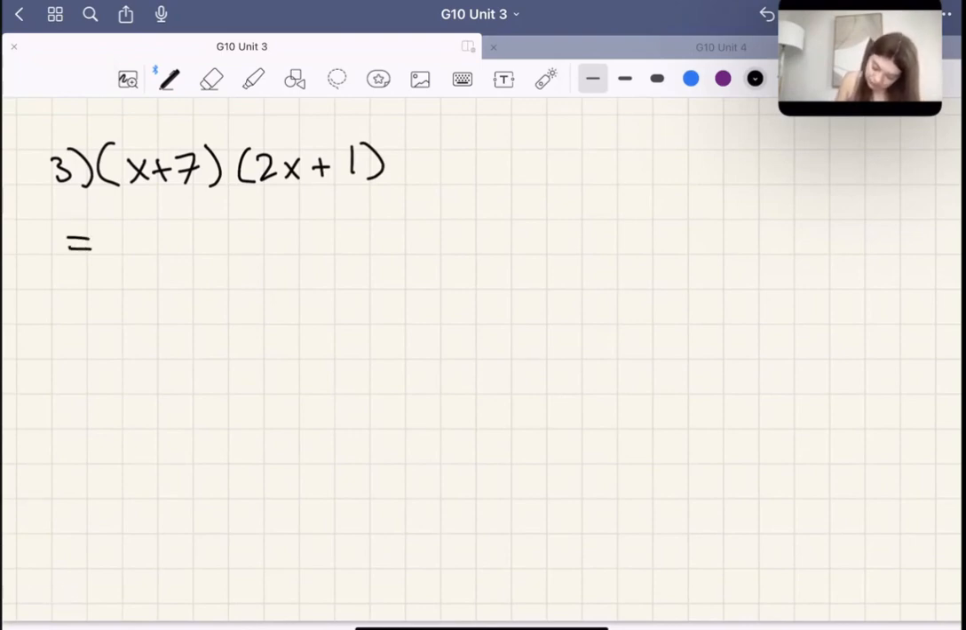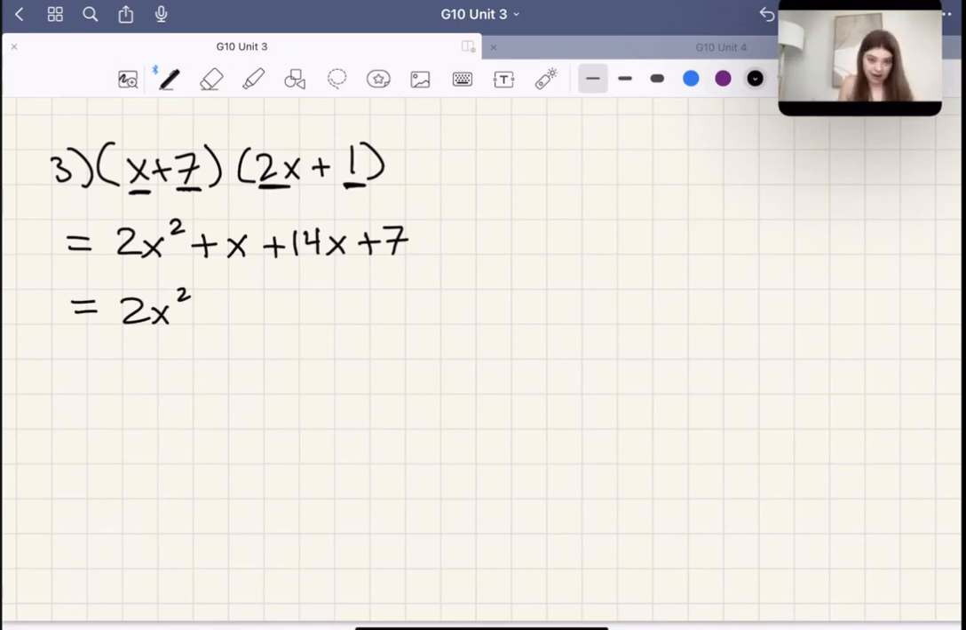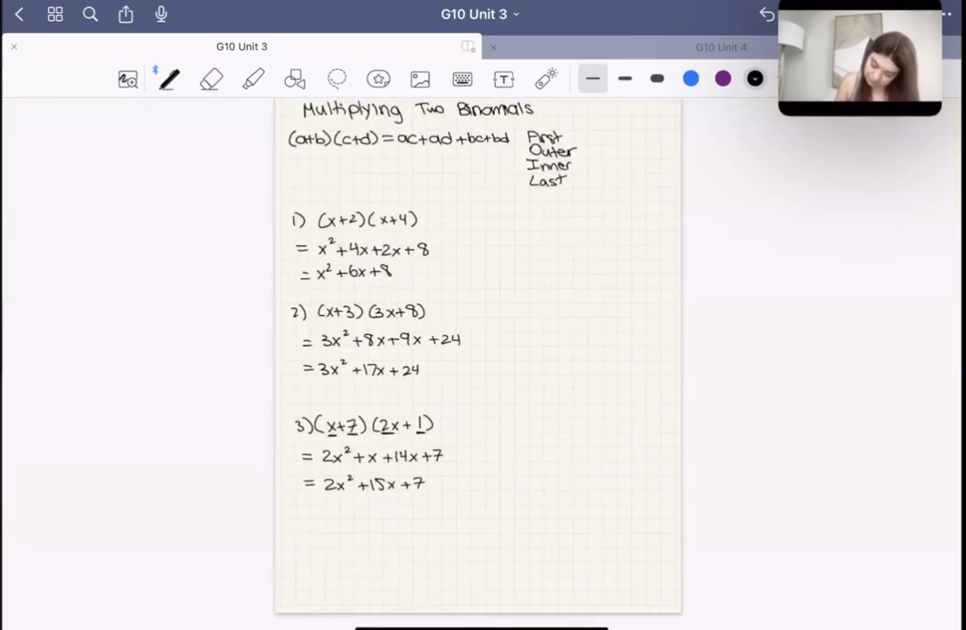With this one, it's x times 2x first, so that's 2x squared. Then we have x times 1, which is just plus x. Then we have 7 times 2x, which is 14x. And then we have 7 times 1, which is 7. Then we're going to collect like terms and say that x, which is the same as 1x, remember, plus 14x is 15x. And there we have it.